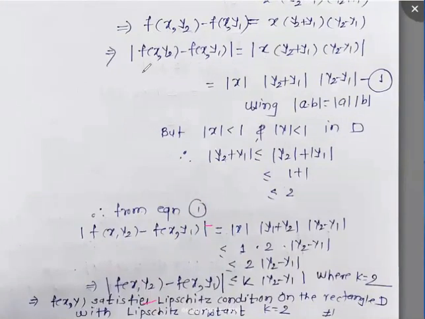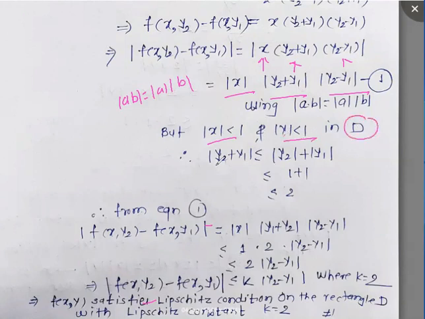Now take the modulus. Mod of f of x comma y2 minus f of x comma y1 is equal to the modulus of the right hand side. The right hand side contains x, y2 plus y1, and this difference y2 minus y1. The mod of a into b can be separated as mod of a into mod of b. So it is equal to mod x, mod of y2 plus y1, and mod of y2 minus y1. But mod x is less than 1, and mod of y is less than 1 in the region D. y2 and y1 are any two values in D.